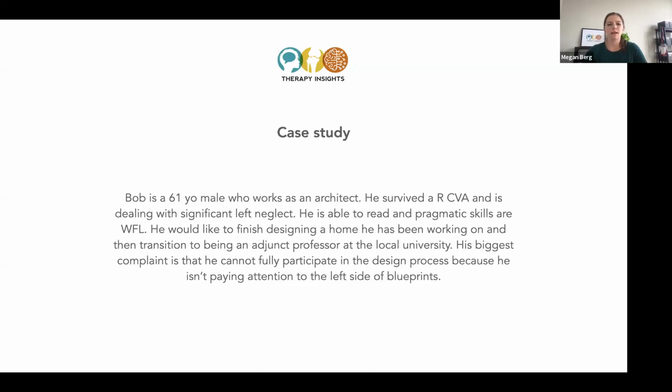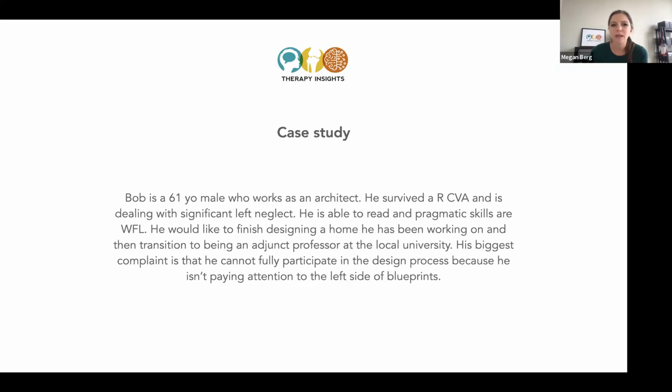Okay. We're going to move on to our case study. This is a chance for us to talk about different cases from different perspectives and different clinical experiences. And then we also talk about the resources from the Therapy Insights library that we might use in this case. So we had a request to focus on visual attention, left neglect. So we're going to talk about Bob.